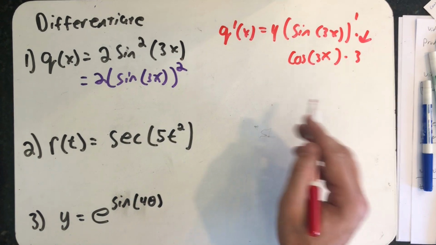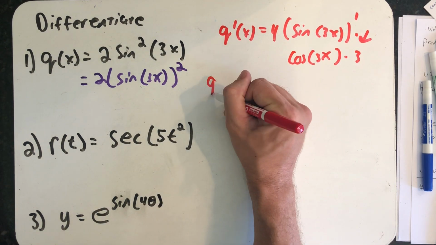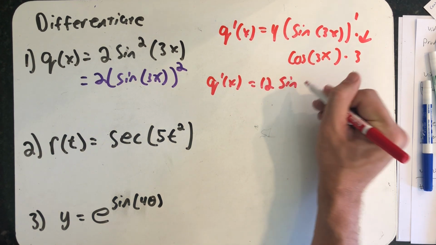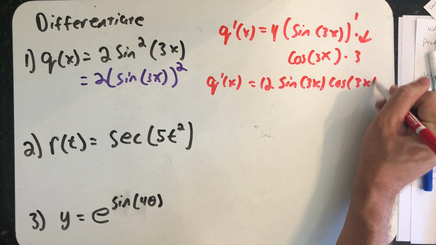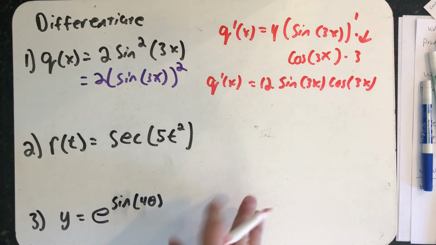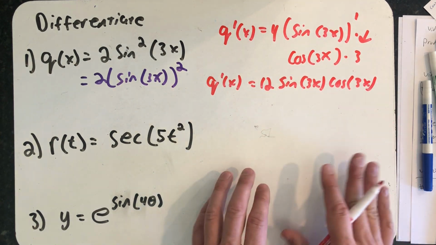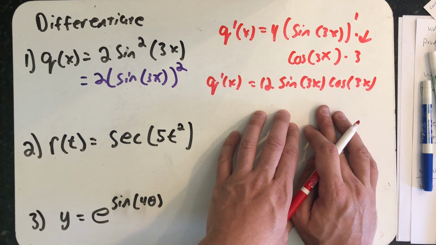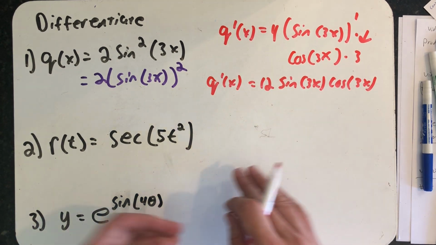But now I have my derivative, and I can write that down a little more nicely. 4 times 3 is 12, so q prime of x is 12 sine of 3x cosine of 3x. If I wanted to, I could very cleverly rewrite this using that double angle formula for sine, but I'm going to leave it like that because the point of this problem in this particular video was sometimes we have to use the chain rule more than once.